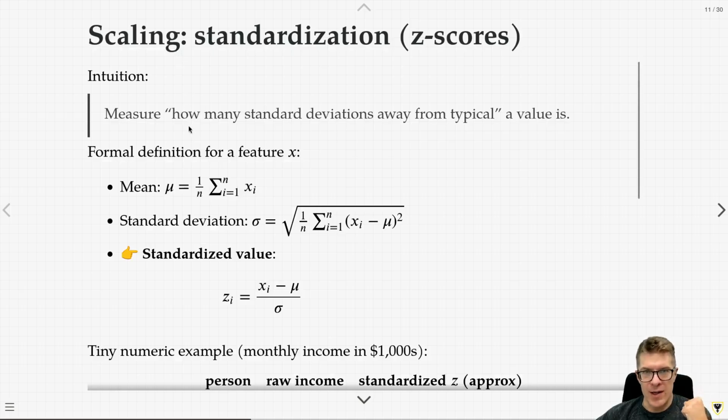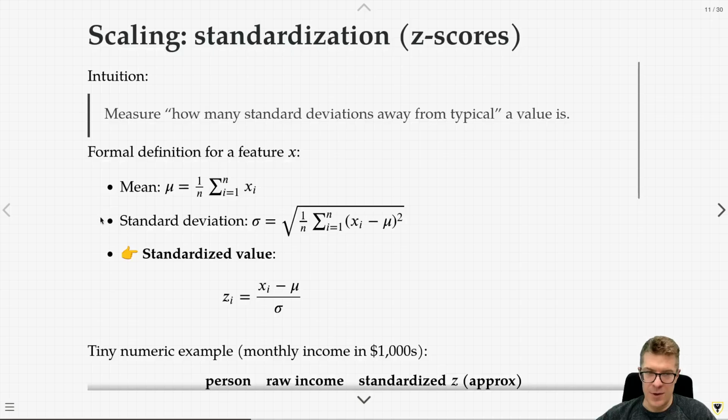So the intuition behind Z-scoring is we want to measure how many standard deviations away from typical, or average, a value is. So here's a formal definition for a feature x. We have some variable x, let's say the x-axis we saw earlier. What is the average of those values? We know how to compute the average of something. It's just the sum over all instances we have, all n data points. We just add up all of their values and then divide by the total number of values we have. That's the average. Okay, that should be well understood.